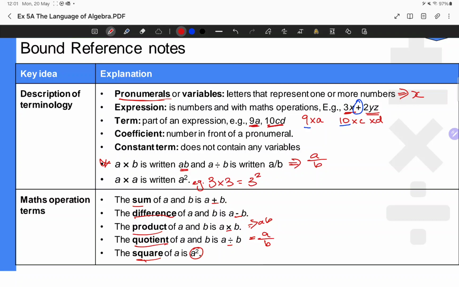I'll just pause here for, let's say, about 2 minutes to get all of these in. Make sure that this is all in your bound reference, because these are going to be important to access the rest of algebra.